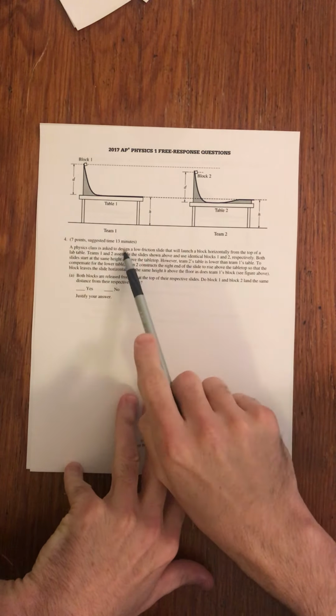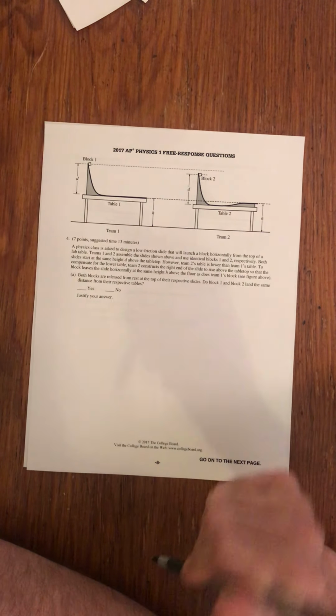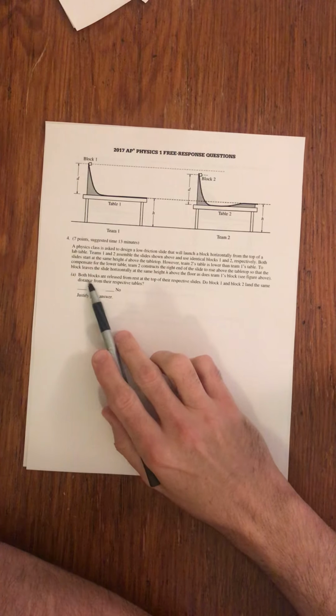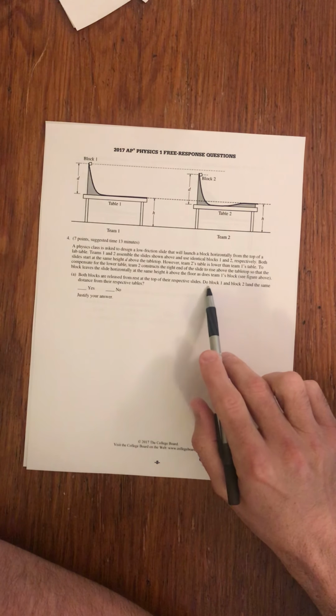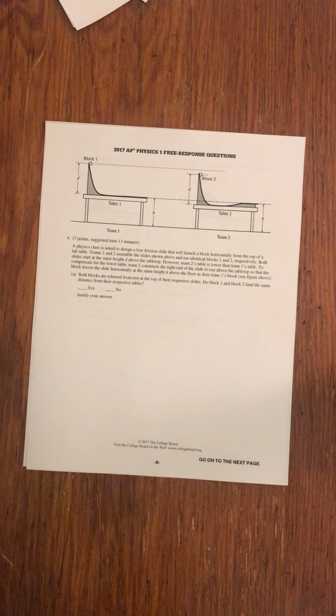So design a low friction slide, launch a block horizontally, so right, projectile motion. Teams 1 and 2 both start at the same height D above the tabletop. It's essentially just explaining the picture. I'm not going to get too much into the details of that text. There was nothing really all that relevant that the pictures didn't say. Sometimes there is, sometimes there isn't. Both blocks are released from rest at the top of the slides. Do blocks 1 and 2 land at the same distance from the respective table? Yes or no, justify your answer.